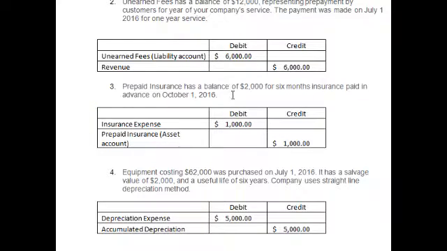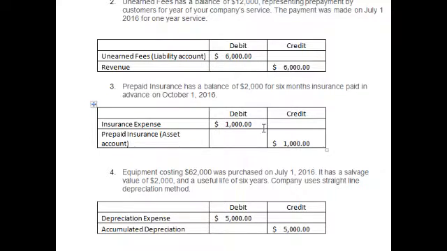In this case, we said we paid for 6 months on October 1st, 2016. So now it is December, so it has been only 3 months, right? October, November, December, 3 months has passed. But I paid for 6 months of insurance at that time. So 3 months out of 6 months has expired. We already used it up. Our insurance expense has been incurred during that time. So now it's okay to recognize that expense.